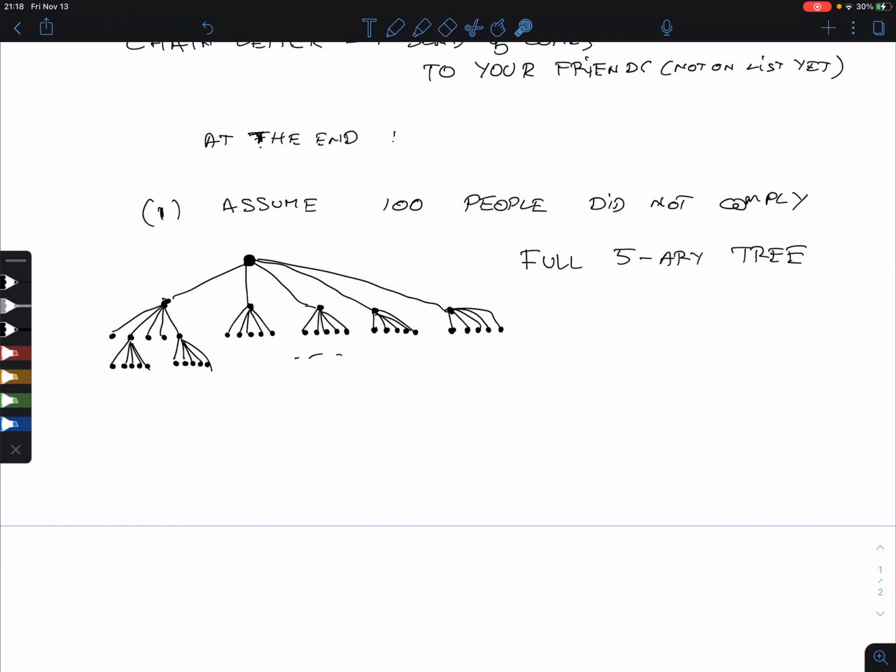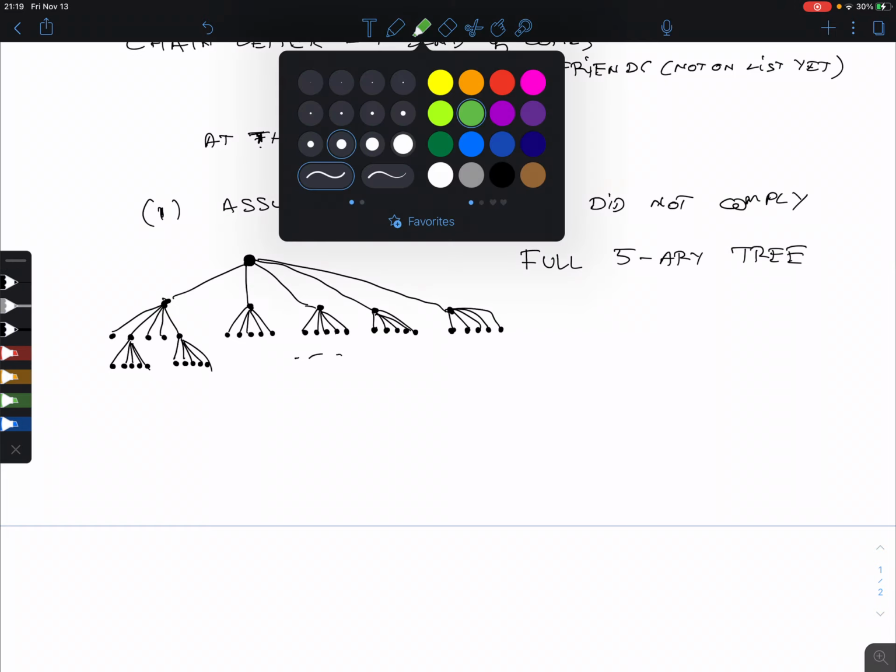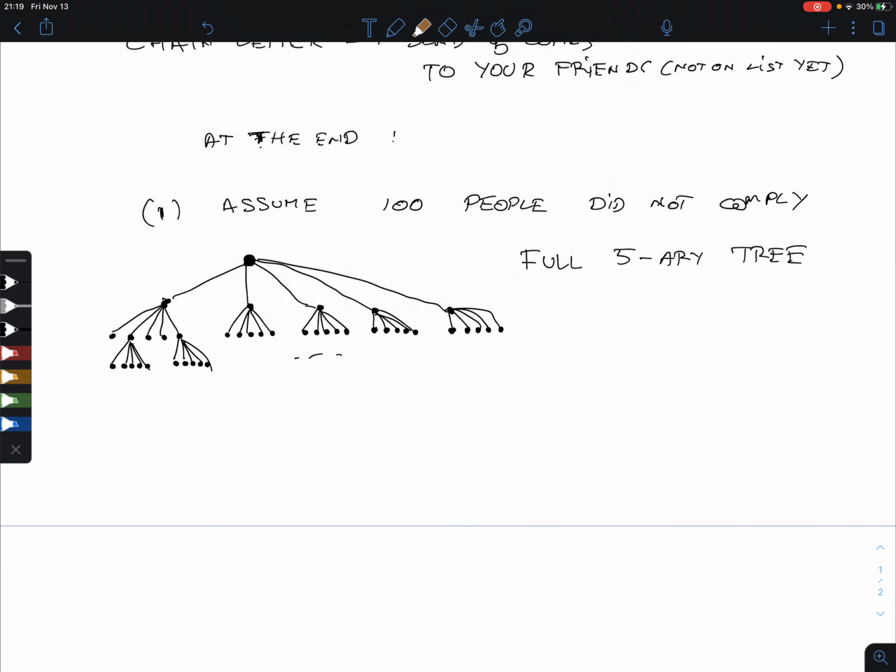What is 100? Let me list a few of the 100 people here. This is one of the 100, and this is one of the 100, and this is one of the 100. These are the people that do not comply. So these are, therefore, the leaves. Because if you comply, then you have 5 children, and if you don't comply, you have nothing. You're a leaf. So this tells me that L is 100.